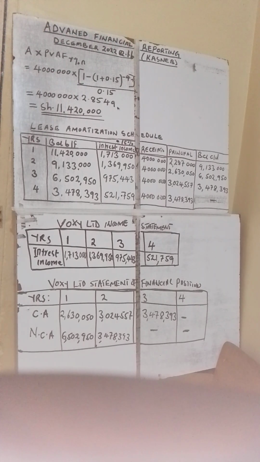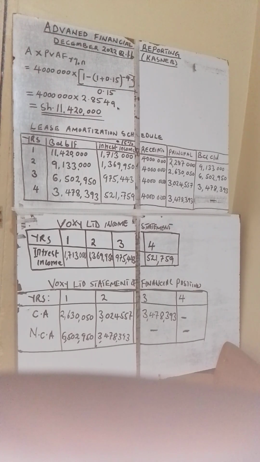One of the characteristics of finance lease is that the lessee has the option to purchase the asset. So if, for example, the lease term is 5 years, then after the expiry of the 5 years, the lessee has an option to purchase this particular asset. So that is one characteristic. That is, the lessee has the option to purchase the asset.